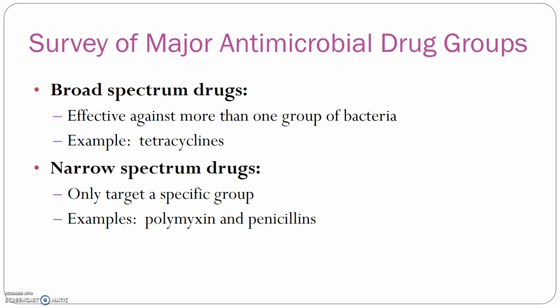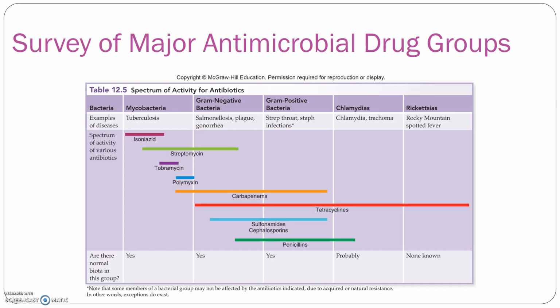The narrow spectrum drugs are actually more ideal. These guys are only going to target a specific group of microbes, and so they're more pinpointed against the microbe. Two examples we'll talk about are polymyxin and the penicillins.